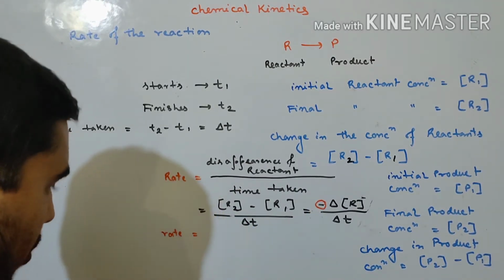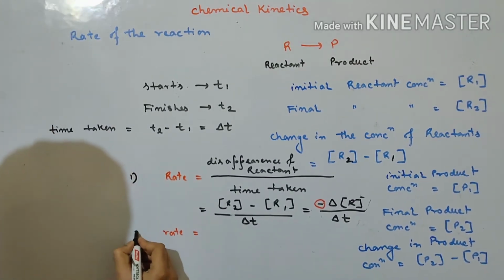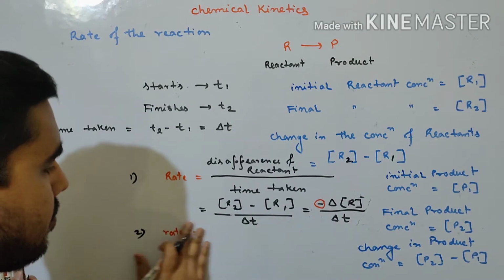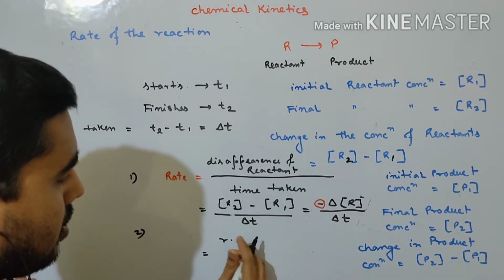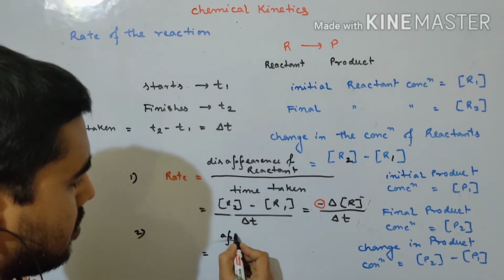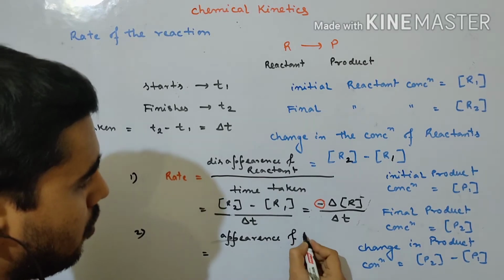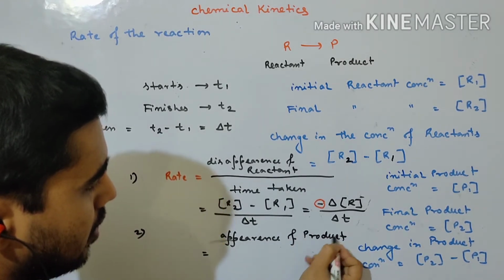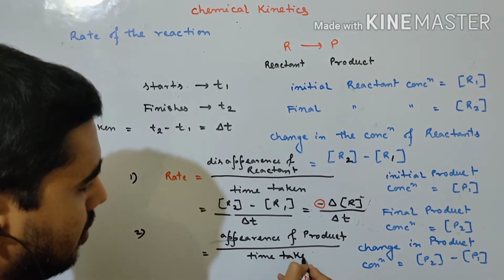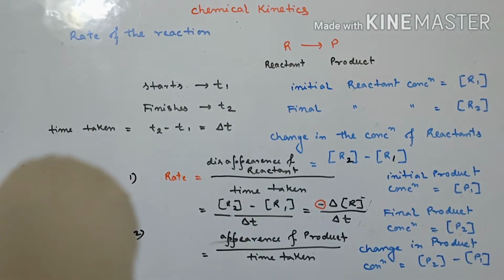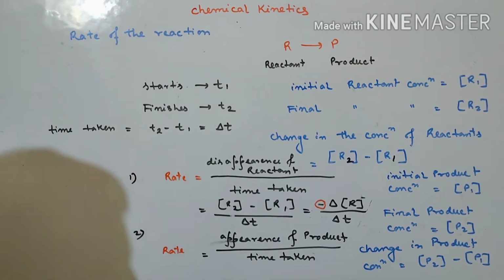Similarly, in case of products, the second case, this is the first case, okay? In the second case, we should write the appearance of product divided by time taken. So this is also rate.